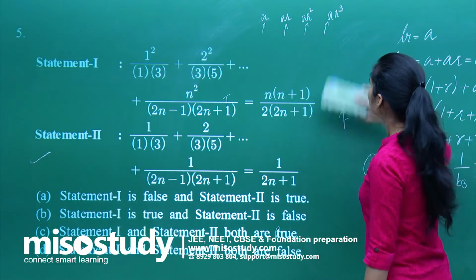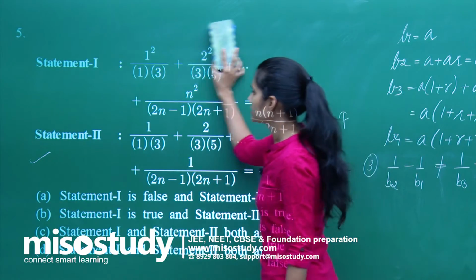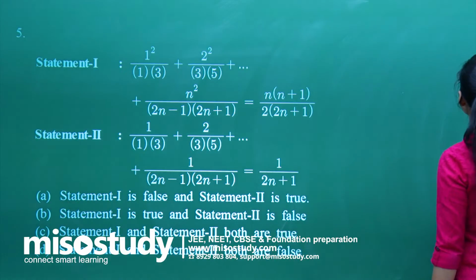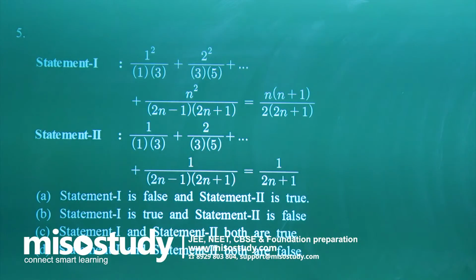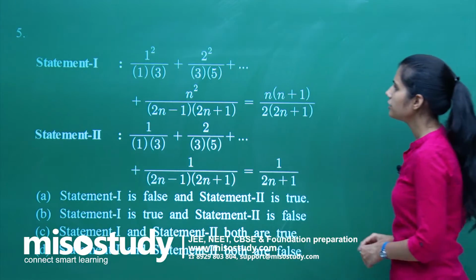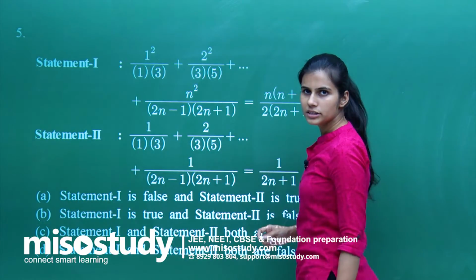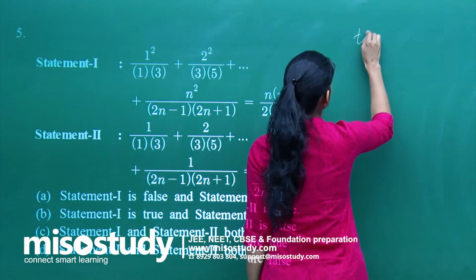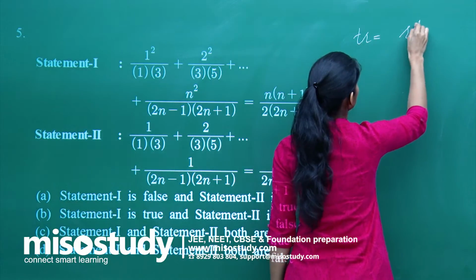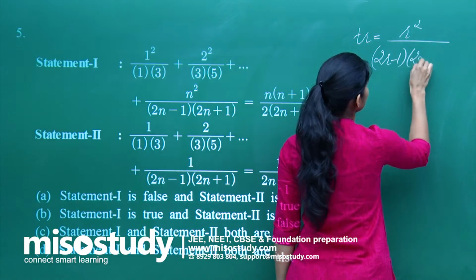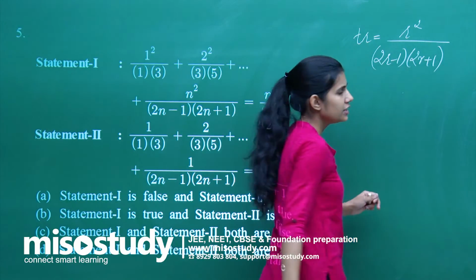Next, this particular series is given to us. Statement 1 is giving you the sum of this series, and statement 2 is also given, so which is giving you the correct sum is what we need to find. If you carefully observe, the general term is given to you, TR, that is the rth term, as r square upon (2r minus 1)(2r plus 1). We need to compute the sum.